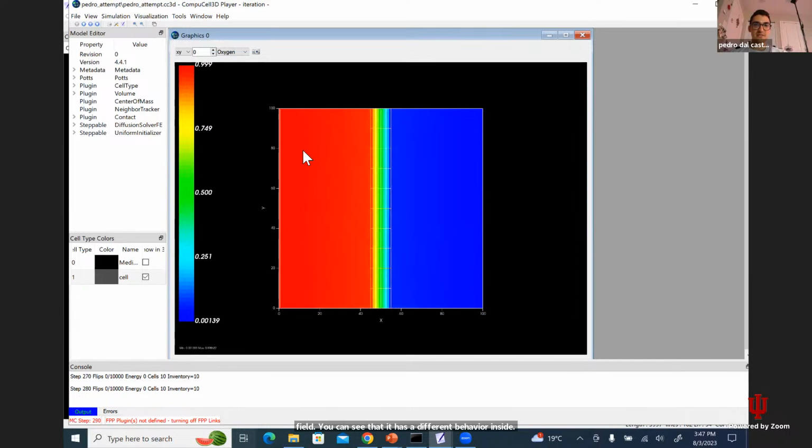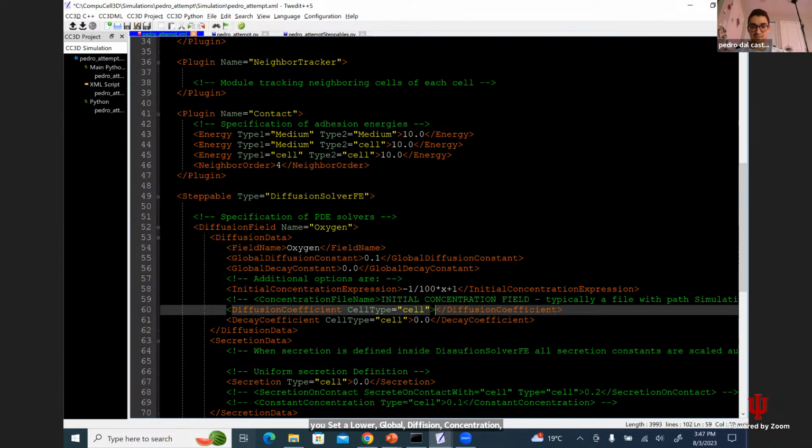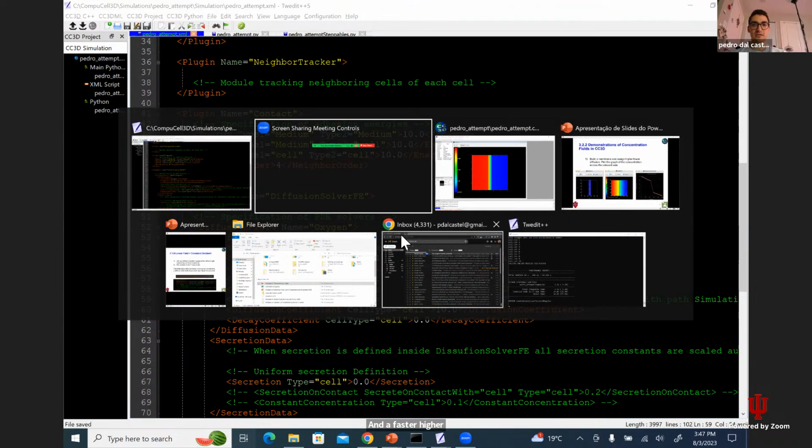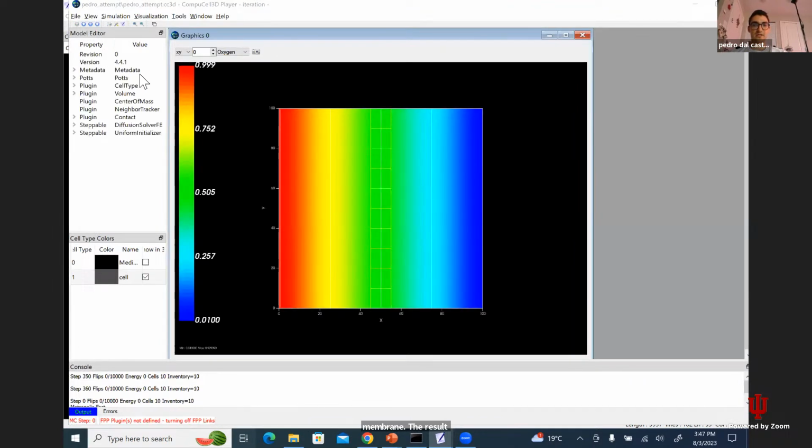So it diffuses faster outside the membrane and slower inside the membrane. If you do the opposite, if you set a lower global diffusion concentration outside and a higher diffusion coefficient inside the membrane, the result will be the other way around. It will diffuse faster outside the membrane and slower inside the membrane.